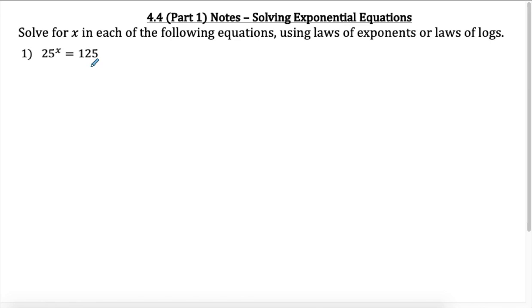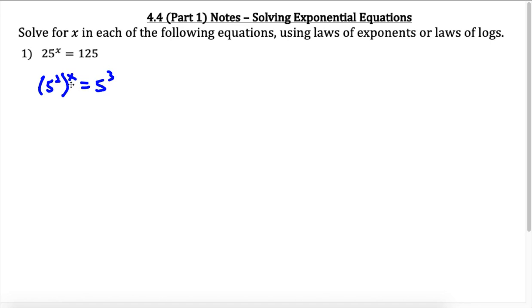Now, obviously, right here, these are not the same base, but I can write them with the same base. Both 25 and 125 are powers of 5. So for situations like this, we need to be able to recognize those types of things. All right. Now, I can rewrite 25 as 5 squared. So that'll be 5 squared to the x power. And I can rewrite 125 as 5 to the third power.